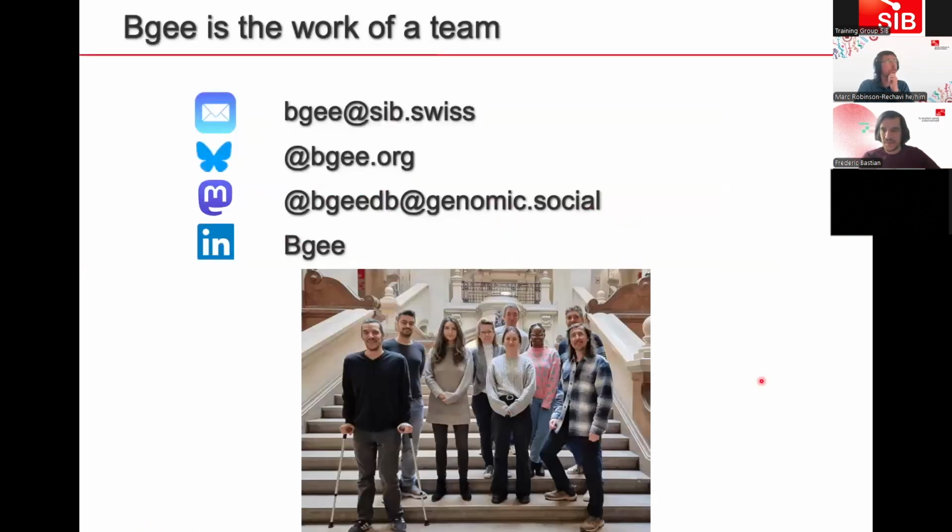The photo I had in the previous slide was from last year. This is from this year. So we are a team of 10 people: curators, developers, PhD students, and PIs. And we can be contacted by email, but also on social media. You see here our Blue Sky, Mastodon, and LinkedIn. So don't hesitate to reach out to us. We try to answer rapidly, whatever the way you contact us.